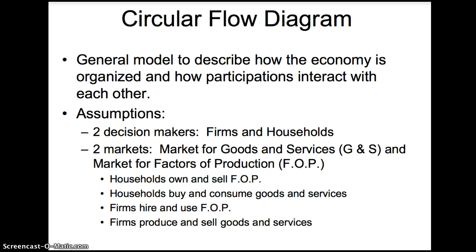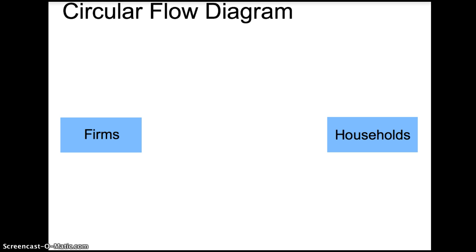We will assume that households own and sell all of the factors of production, households buy and consume all the goods and services, firms hire and use the factors of production, and firms produce and sell all the goods and services. You can follow along in your textbook as I explain the circular flow diagram in detail. However, my diagram is slightly different than the textbook. We start off with the households on the right and firms on the left.